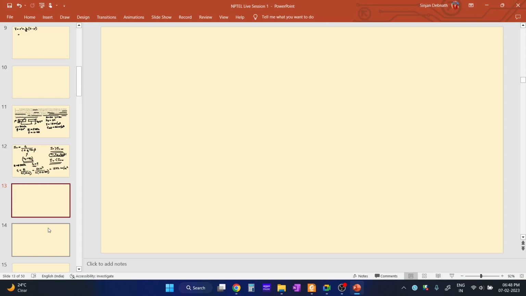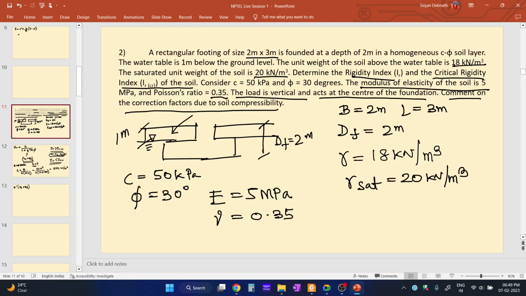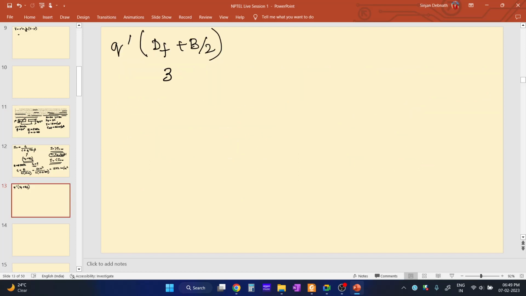Now, what is the value of q dash at Df plus B by 2? Df is 2 meter, and the breadth of the foundation is how much? 3 meter, uh, 2 by 2 meters, sorry, breadth 2 meter. So what is Df plus B by 2? It is 3 meter, right? Yes, sir. So we need to find q dash at 3 meter.